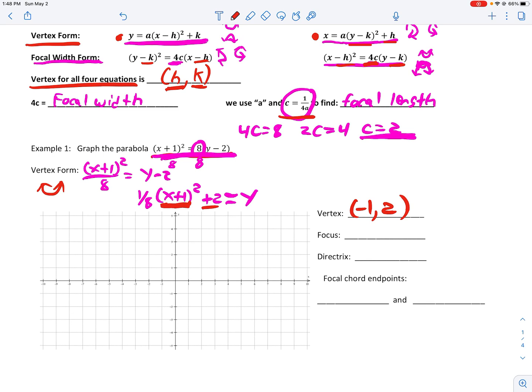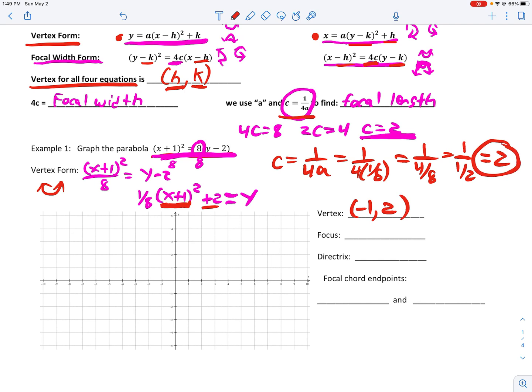So now if we didn't recognize that 4c was 8, we have to use c equals 1 over 4a. So in our case, a is 1/8. So this is why focal width is nice, because I don't have to do all this algebra. So 4 over 8, which is 1 over 1/2, which is, oh, look at that, same answer. So again, focal width is nice because it gives you 4c without having to do any math. You just have to look at it. So it's easier to find c in the focal width form. But that's new to you. You literally just heard about that 10 minutes ago.